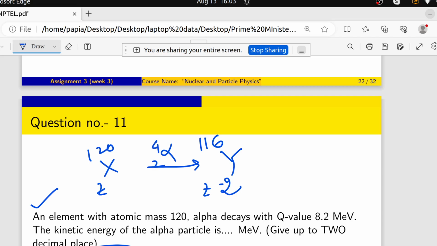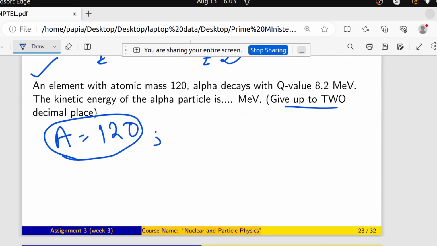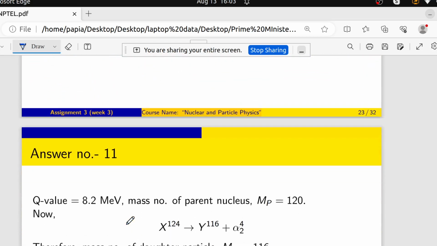In that decay, what is the Q value? Q value is 8.2 MeV. The kinetic energy of the alpha particle is which one? They are asking about the kinetic energy of the alpha particle, up to 2 decimal places. Here the Q value is given as 8.2 MeV and the mass number of the parent nucleus is MP equals 120. Now X 120 goes to Y 116 plus alpha 2, 4. Therefore the mass of the daughter particle is 116.